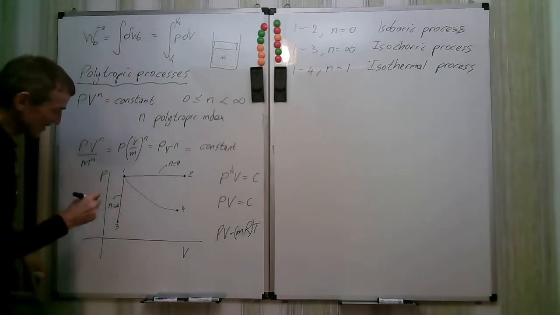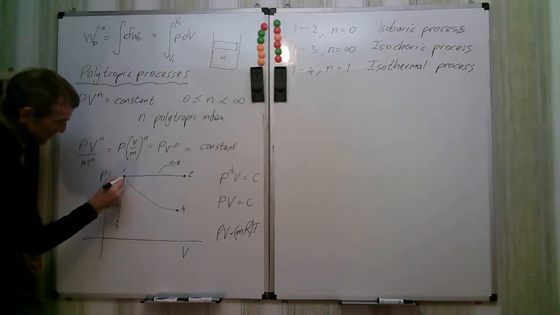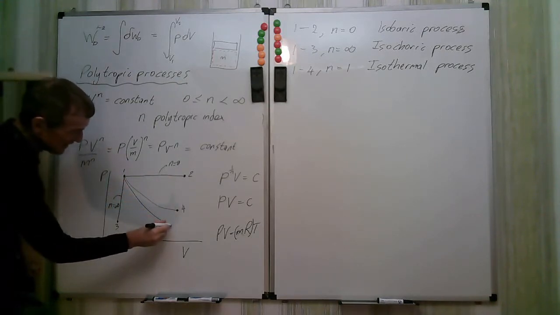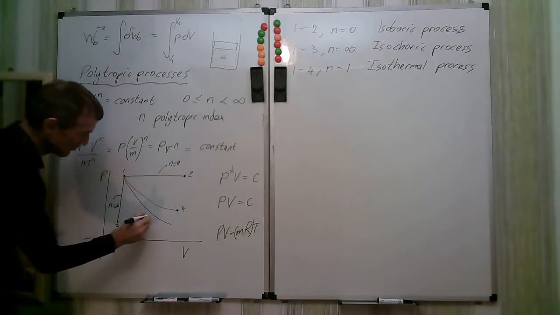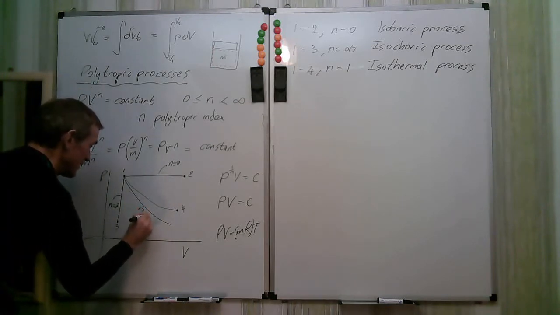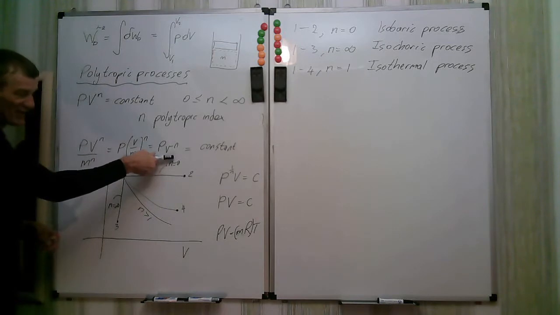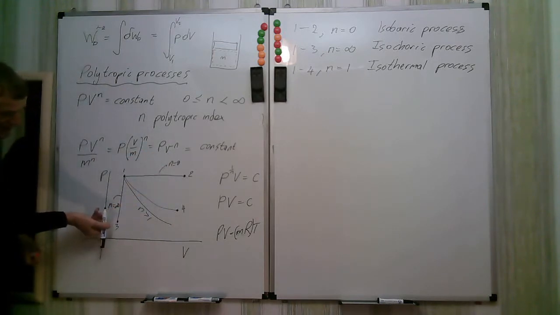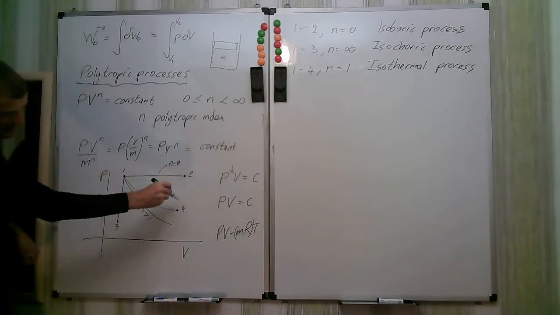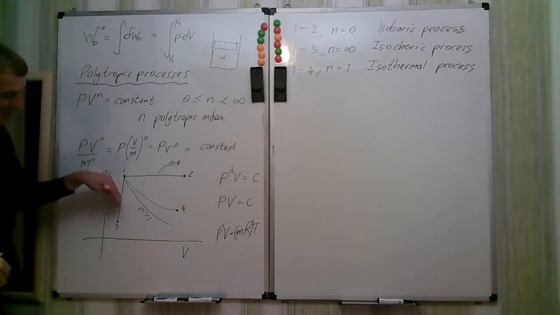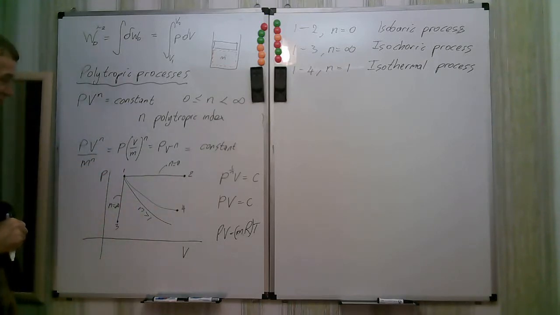And we can see, in fact, that this is n equal to 1, and clearly this is n greater than 1 here. Basically, n is 0 there, then we see 1 and infinity. So as n increases, the curves are coming in this direction.